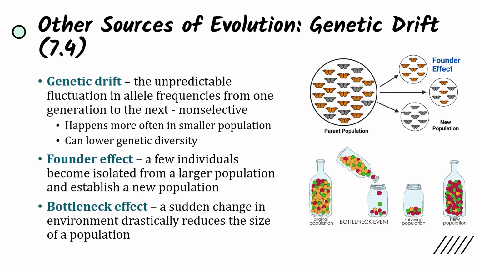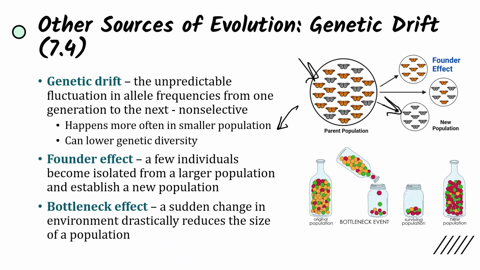And so genetic drift is the unpredictable fluctuation. It's non-selective, it's completely random, and it'll often happen in smaller populations because there's less variety to begin with, and it can lower genetic diversity because of these events. For instance, we have a founder effect, where a few individuals become isolated from a larger population and establish a new population. So the parent population has both orange and gray butterflies, but through the founder effect, there's a chance that this new population will only have gray butterflies, and as a result, it's going to have lower genetic diversity, and there's been a shift in allele frequency. This new population only has gray individuals.